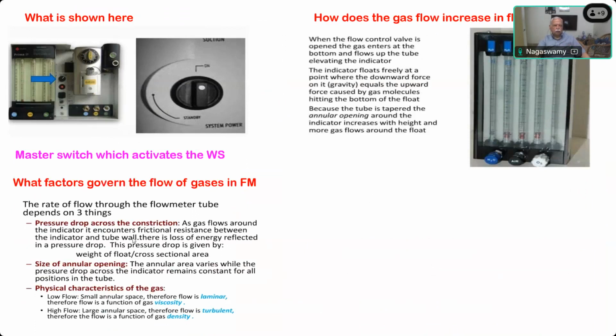So at low flow, with a smaller annular space, flow is laminar, and viscosity matters. When the flow becomes high flow, turbulent, density becomes the important factor.